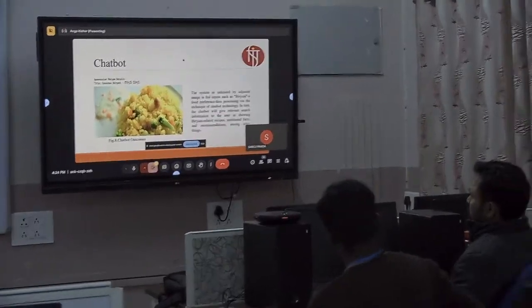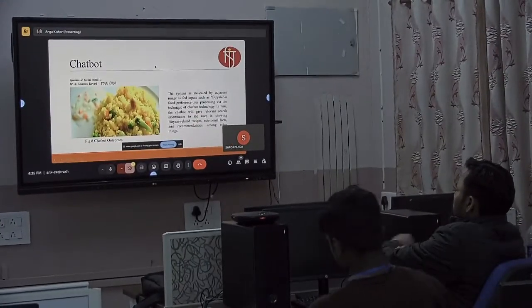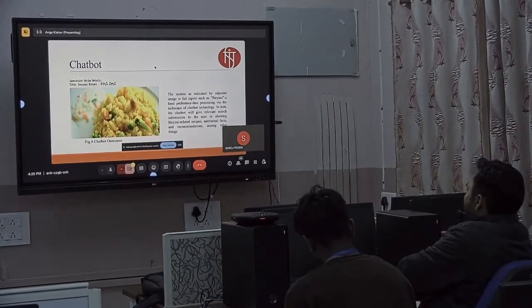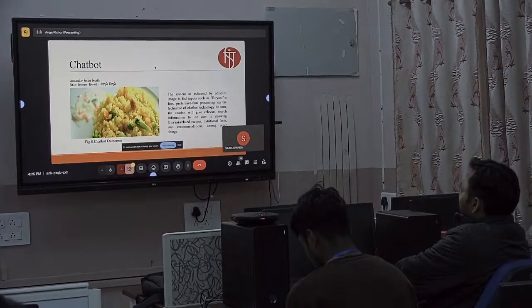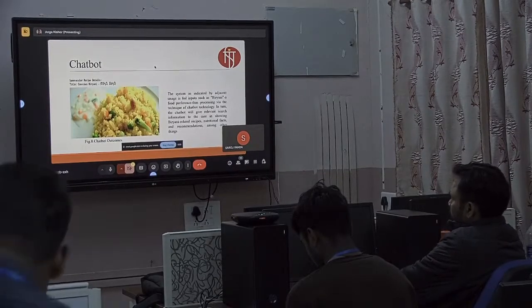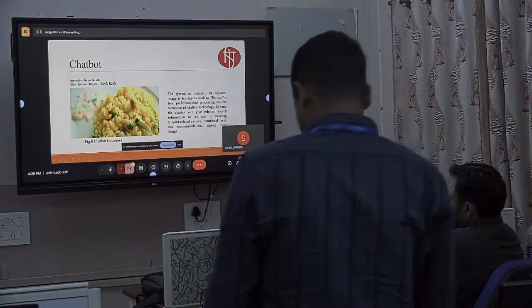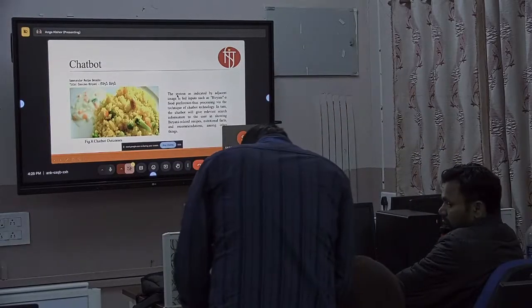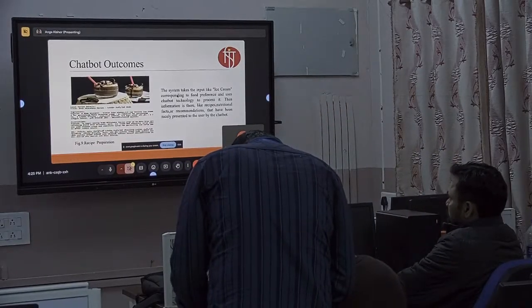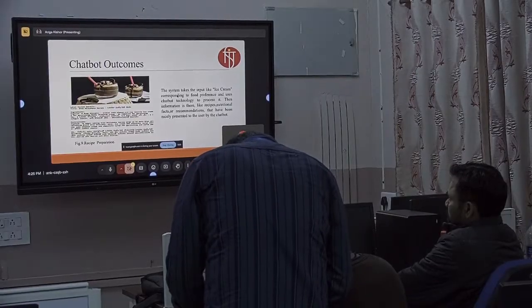And we also create a chatbot by using NLP so that the user can also know how to make a recipe. So this is one of the recipes, the biryani recipe. How to make it. And this is one of the recipe preparations for ice creams.